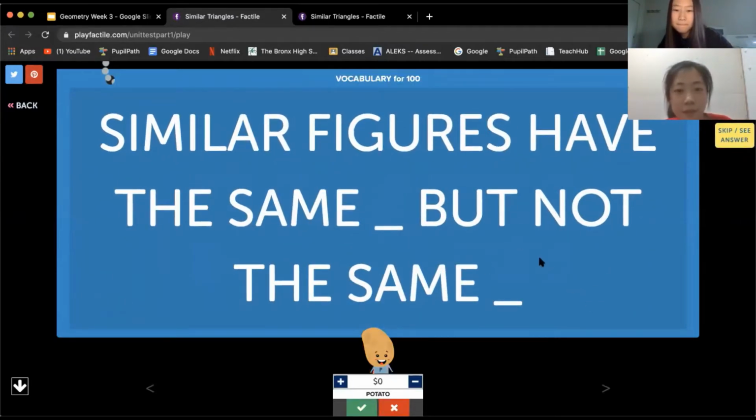Similar figures have the same blank, but not the same blank. As you can remember from the slides that we went over, similar triangles have the same angles, but not the same size.